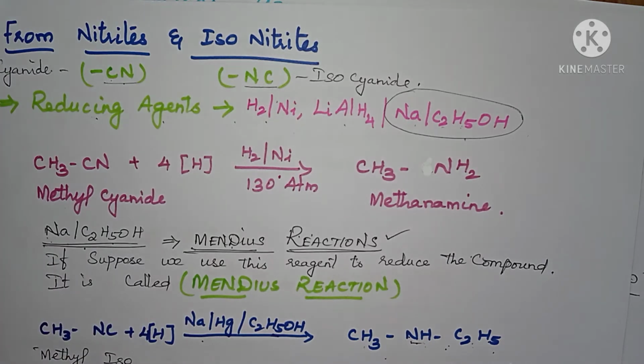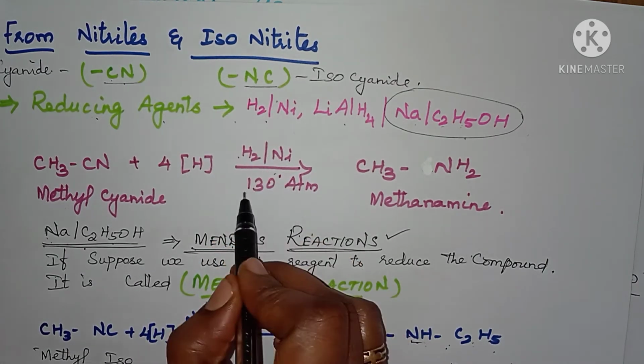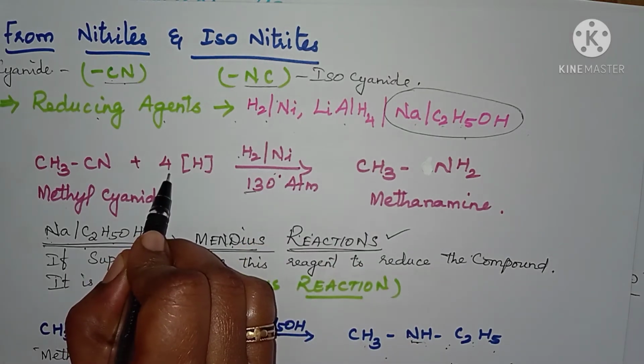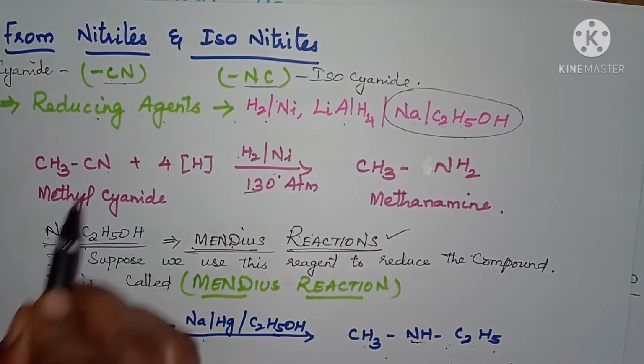See, I have already told you in the first equation, there are so many reducing agents. In each reaction, we use specialized reducing agents only. Though all the reducing agents are there, we use the specialized reducing agent only. Now in this, hydrogen over nickel we are using at 130 atmosphere. So here we are using the hydrogen reduction process.